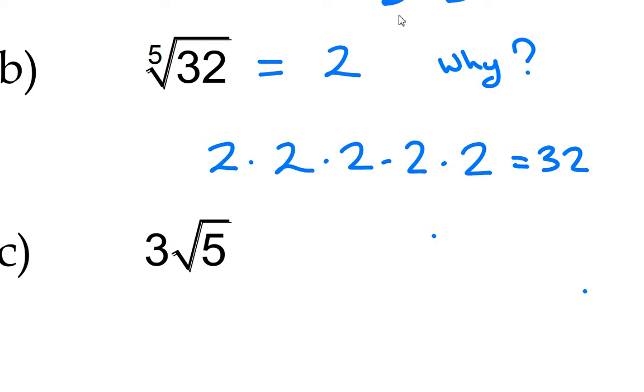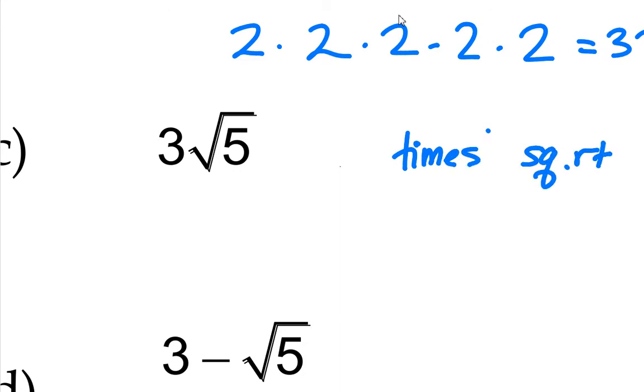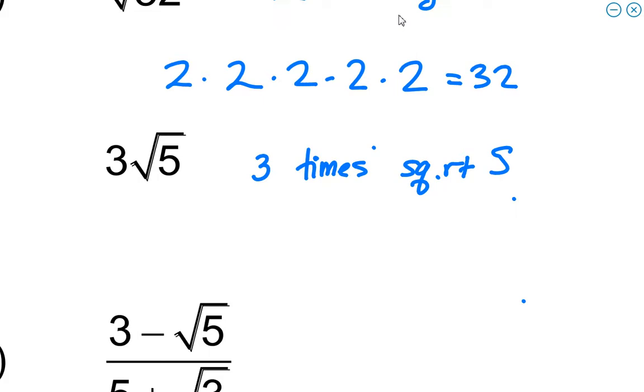Okay, how about the next one? What is the next one saying to us? 3 multiplied by the square root of 5. So for this one, I would literally just go into my calculator and go 3 times square root 5. Okay? Is 5 a perfect square? No.